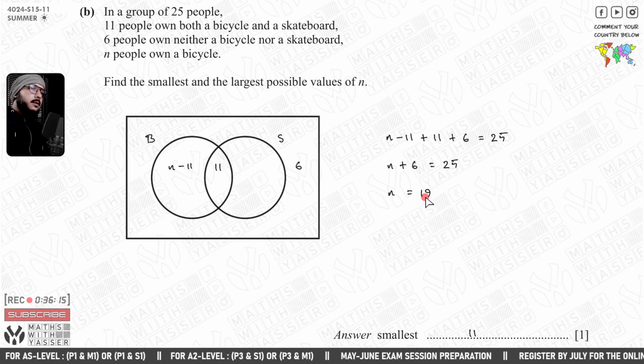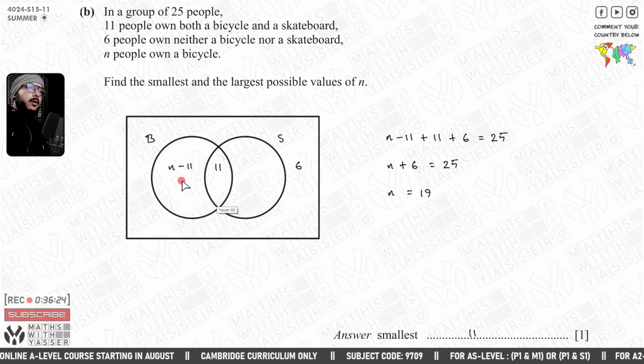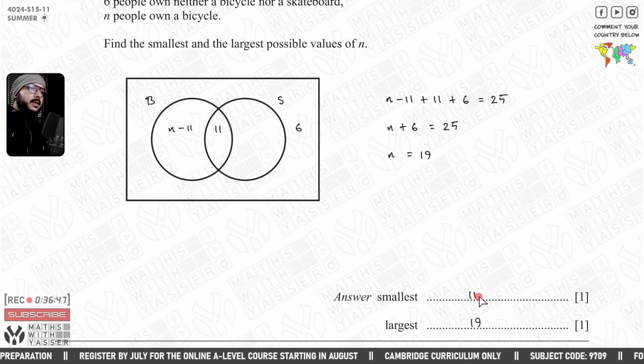In another case, it can also be possible that no people only own a bicycle. That means the number 11 is the number of people who own both of them and also just the bicycle. There is no n minus 11 over here. That means 11 is the smallest value.